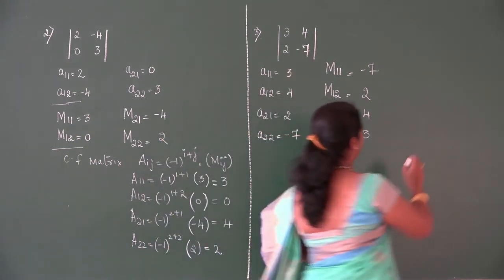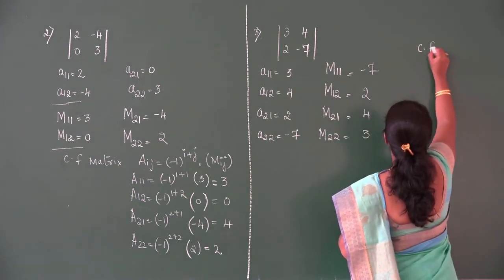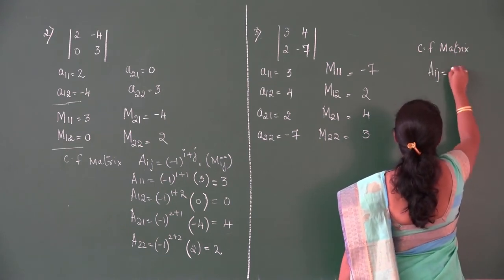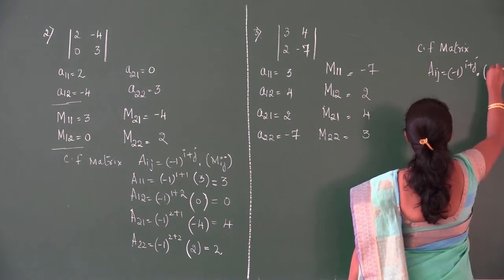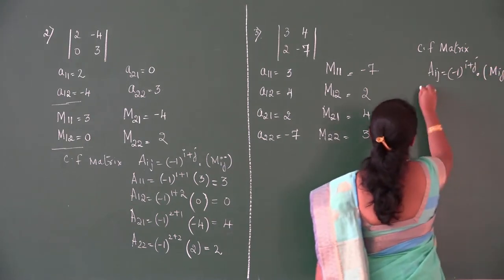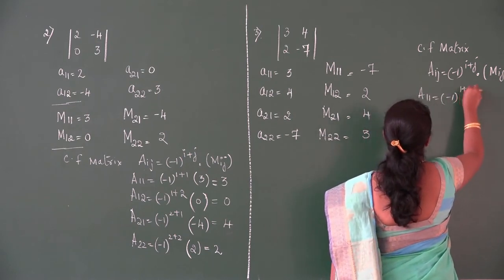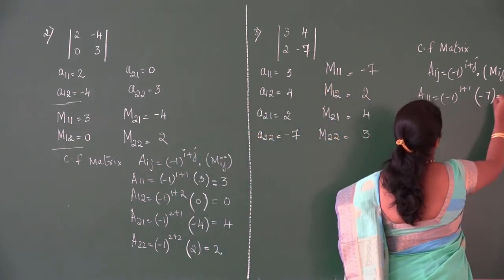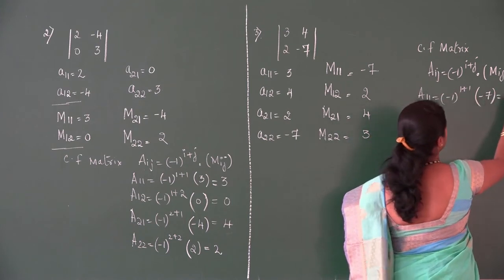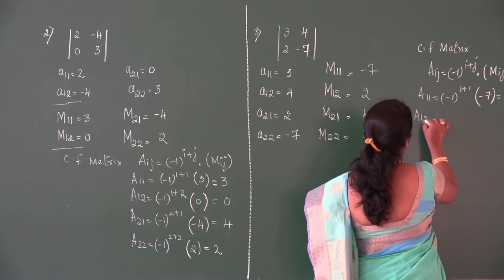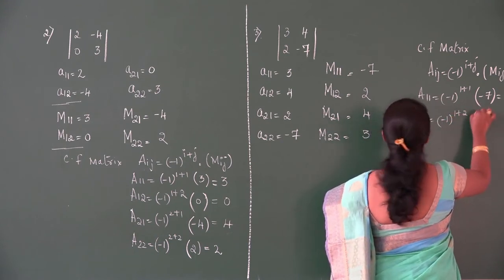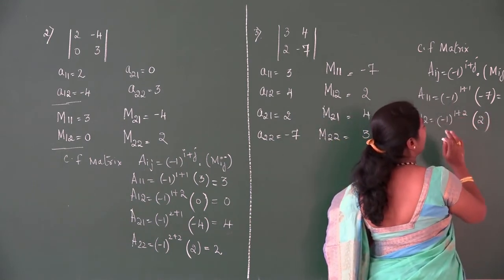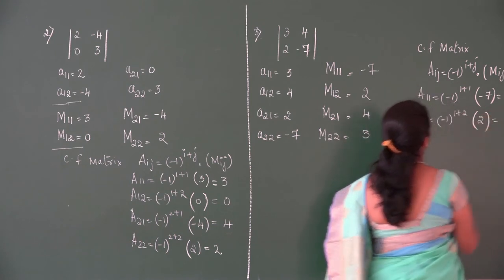Now, we shall find the cofactor matrix. How do you find the cofactor matrix? Cofactor matrix in general is given by A of ij is equal to minus 1 to the power i plus j into Mij. What is A11? Minus 1 to the power 1 plus 1 into, what is M11? That is nothing but minus 7. Minus 1 whole square, 1, 1 into minus 7, minus 7. What is A12? Minus 1 to the power 1 plus 2 into, which is the element present here? 2. So, minus 1 whole cube, minus 1, minus 1 into 2 will be minus 2.